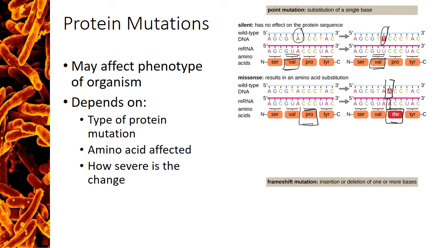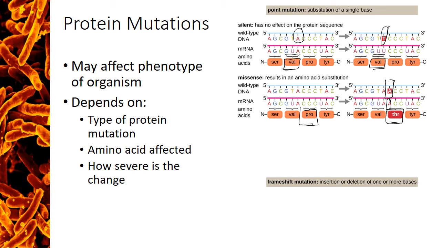So for example, if we changed a positively charged amino acid to another positively charged amino acid, it might not affect the phenotype much because they might have similar chemical properties. But if we changed a positively charged amino acid to a negatively charged amino acid, those probably will greatly affect protein structure and thus affect its function.